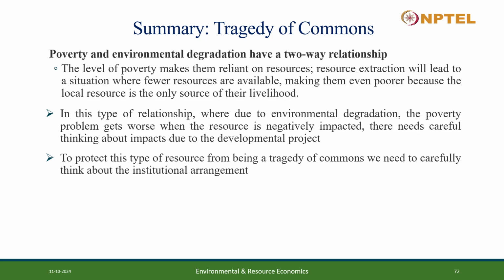So if we conclude, we can say that poverty and environmental degradation have a two-way relationship. If someone is poor, they are more reliant on the resources and will try to extract more. However, since they extract more, fewer resources are available in nature, which makes the person even more poor. Since the dependency of that group of people is totally on local resources, there is a loop: I am poor, I depend on the resource, but when I extract it, the resource gets depleted, and now I don't have any resource, so I am more poor. So this is a closed kind of environment.